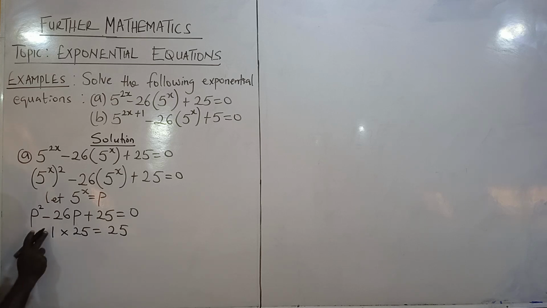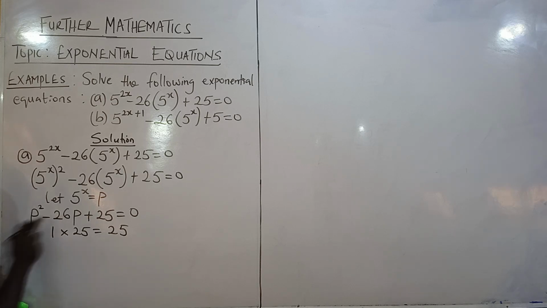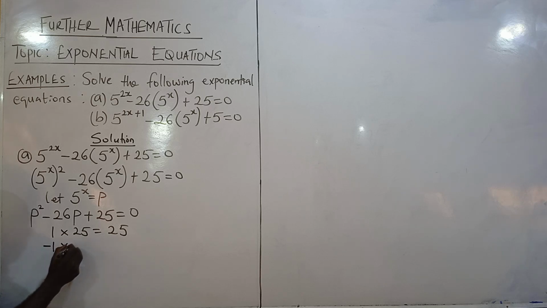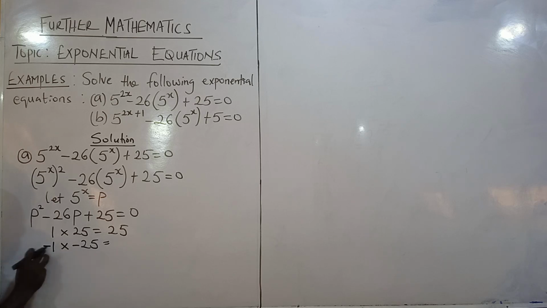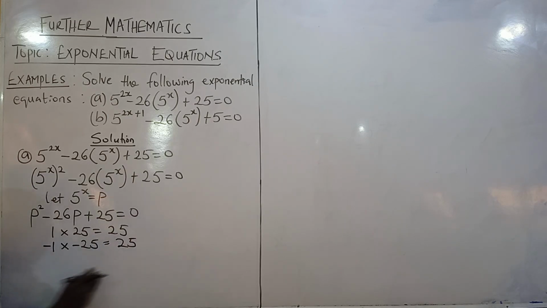Let me write somewhere so that you will not be confused. This is the basis, where we started from: the coefficient of p squared and the constant. You now write minus 1 times minus 25. These are the numbers that we're looking for, and they give us 25. Likewise, you now add those numbers together: minus 1 plus minus 25 gives us minus 1 minus 25, which gives us minus 26.